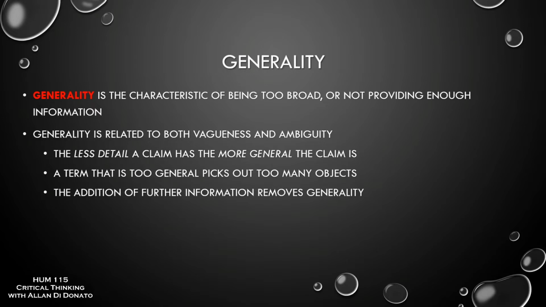Moving on from there to generality. Generality is a characteristic of being too broad and not providing enough information. Generality is related to both vagueness and ambiguity. The less detail a claim has, the more general we say it is. A term that's too general picks out too many objects. The addition of further information, of course, can reduce generality, make things a little bit more precise and specific.